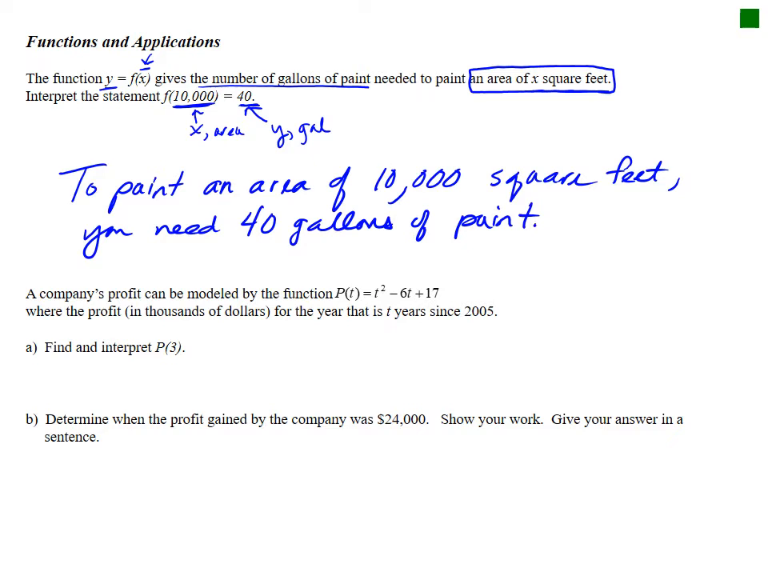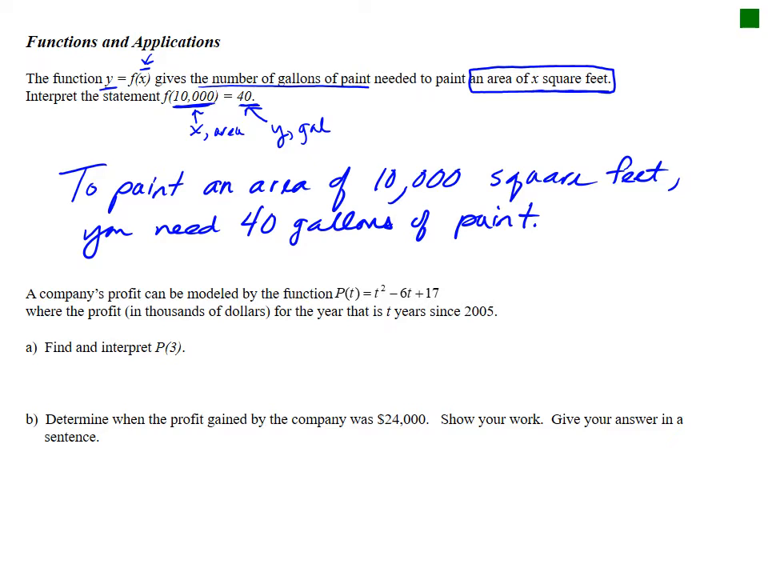Again, you could say 40 gallons of paint will cover 10,000 square feet of area. That would be another proper way of saying this. The main thing is you need to connect these two numbers with what they represent in the application when you interpret a functional statement.